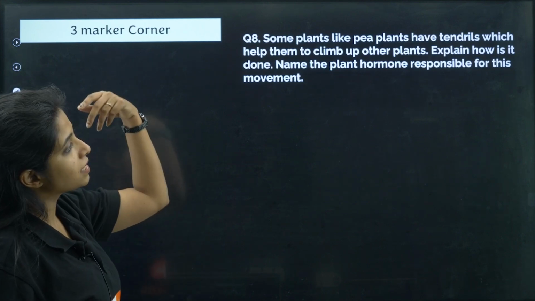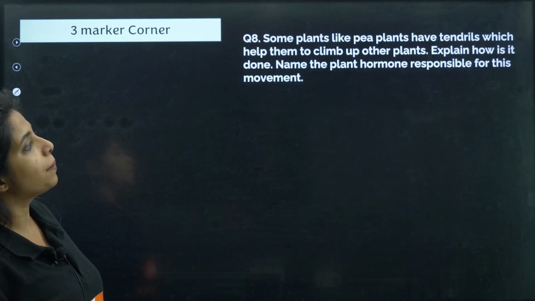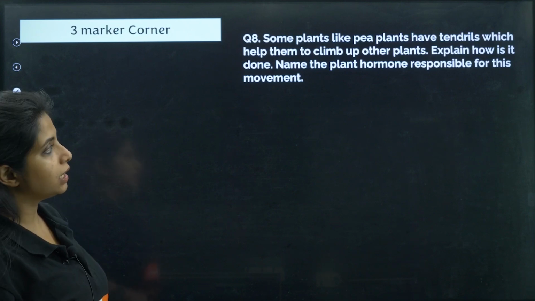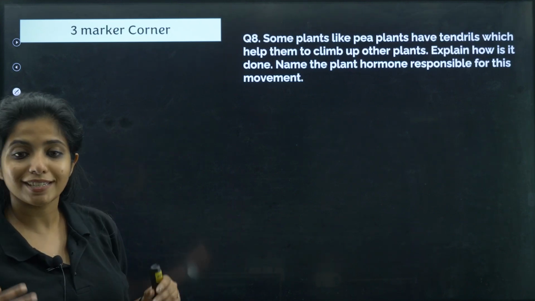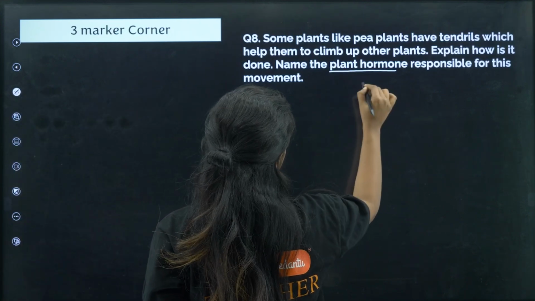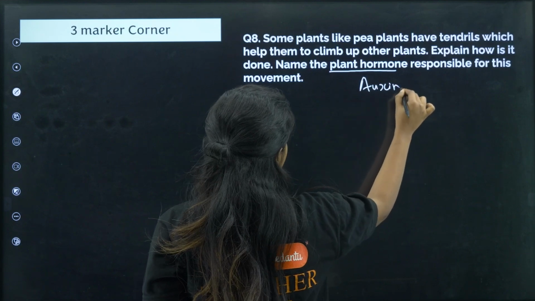So that's a 3-marker question. Some plants like pea plants have tendrils which help them to climb up other plants. Explain how it is done. Name the plant hormone responsible for this movement. Same. The plant hormone responsible for this movement is also auxin, and the same thing happens over here.